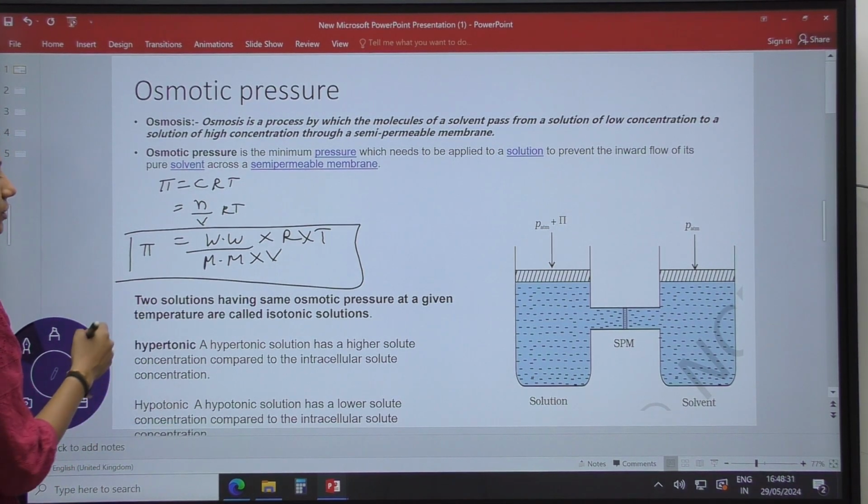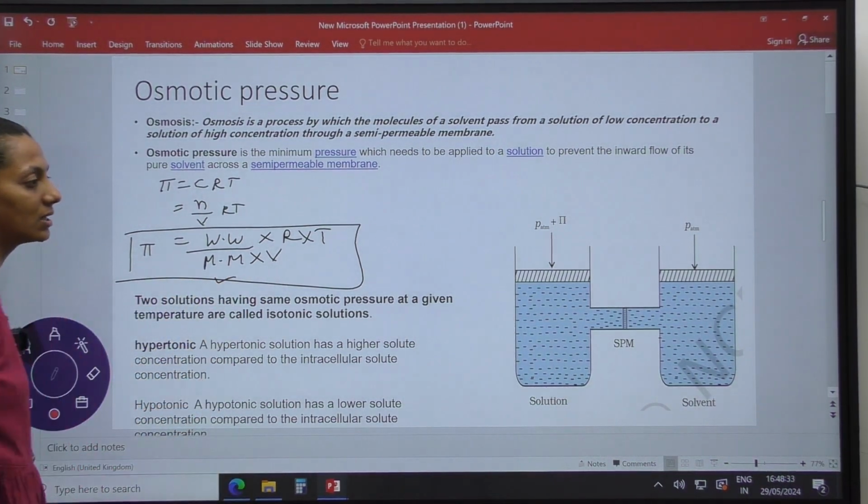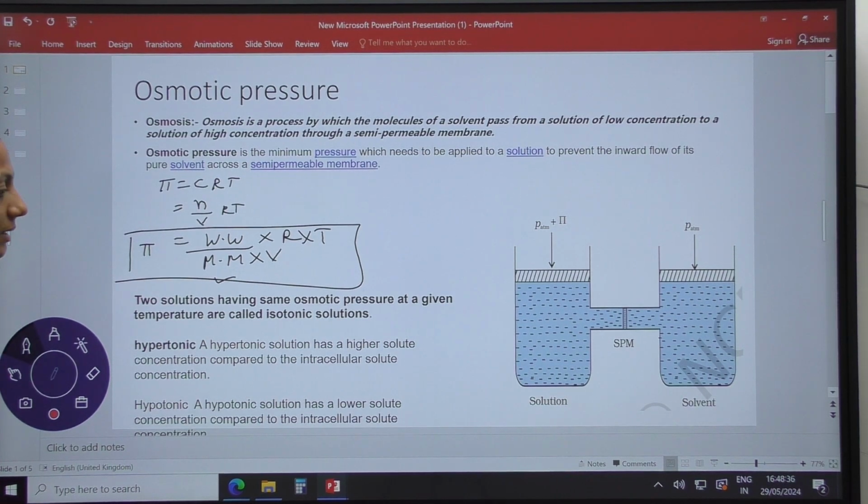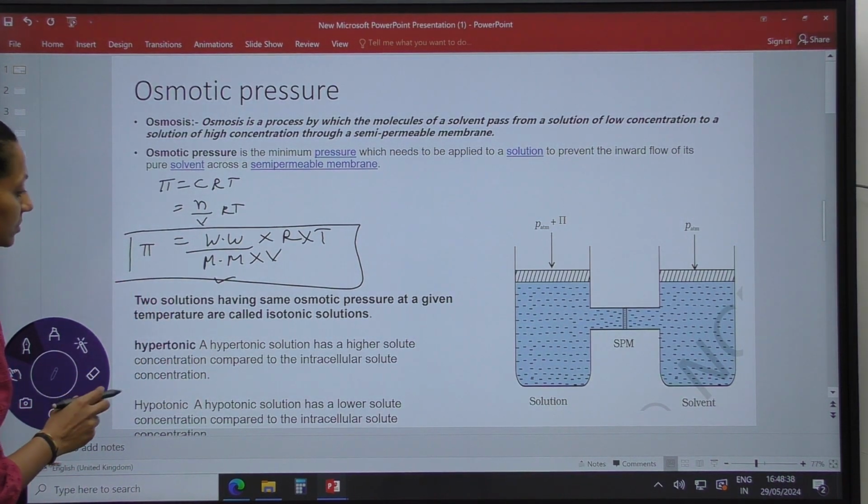This formula can be used to determine the molecular mass of a given solute. Now moving towards one more small topic.